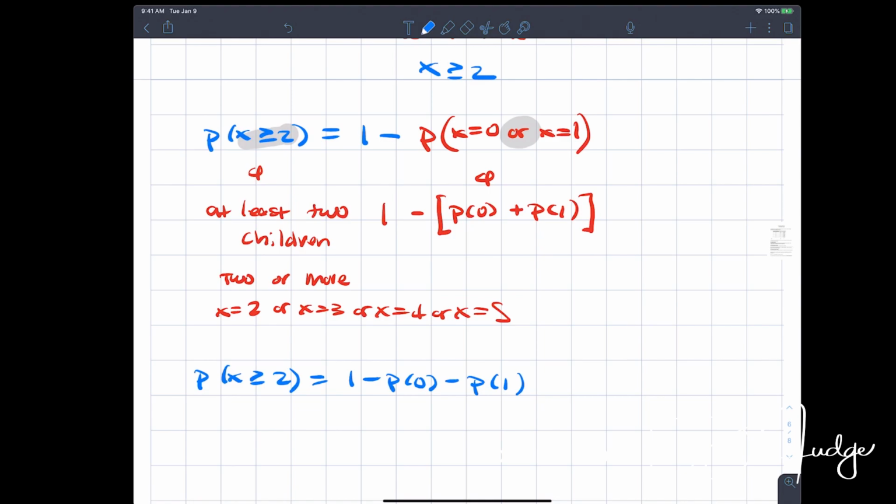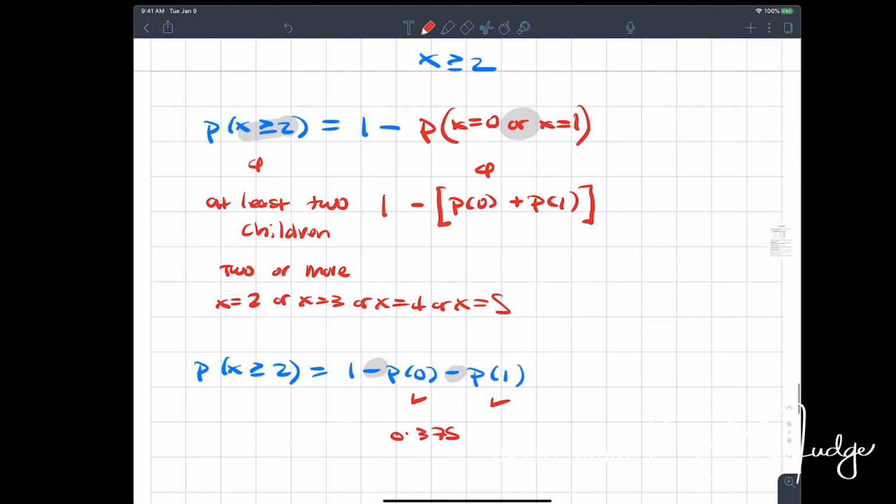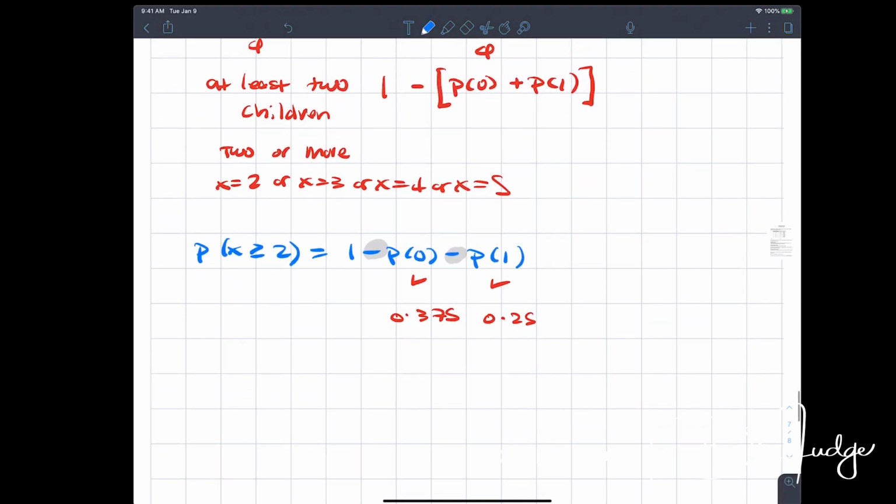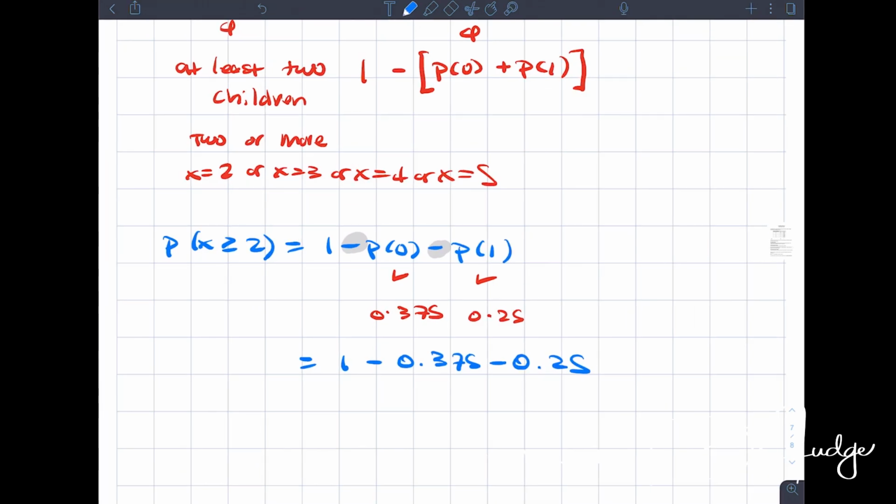So here's what I'm going to say. Just subtract the outcomes that are not there: P of 0, P of 1. You subtract. Notice, if I know what P of 0 is, I have to find what P of 0 is. Well, that was 0.375. I have to find also what P of 1 was. Well, that was 0.25. So if I take now 1 minus 0.375 minus 0.25, I'm going to get our answer.